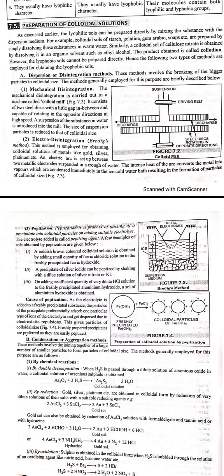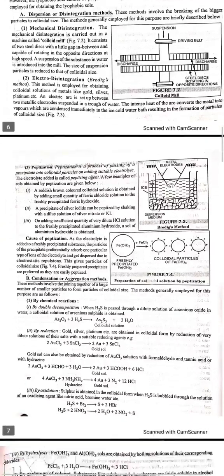Now, cause of peptization. As the electrolyte is added to a freshly precipitated substance, the particles of the precipitate preferentially adsorb one particular type of ions of the electrolyte and get dispersed due to electrostatic repulsions. This gives particles of a colloidal size. Freshly prepared precipitates are preferred as they are easily peptized.